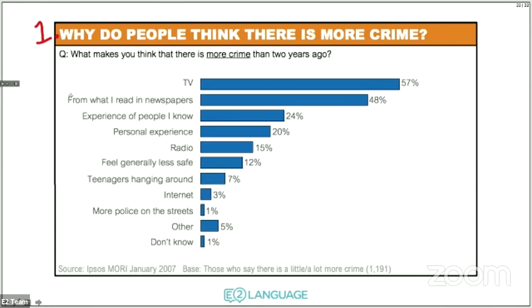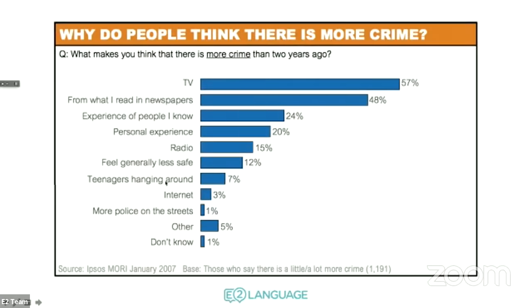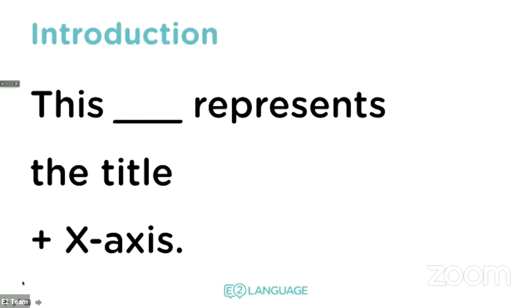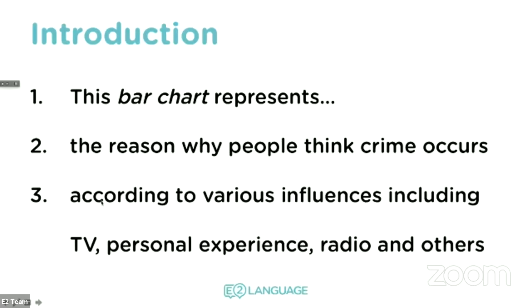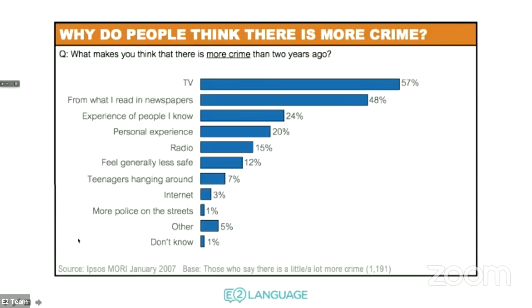This bar graph represents number one, why people think crime is blah, blah, blah. Then I'm looking at this, I'm thinking, what is the x-axis in this? I need to go back, actually. This is tricky. The reason why people think crime occurs. Okay, this is a little bit different. Sorry, I made a mistake. This is what we do.